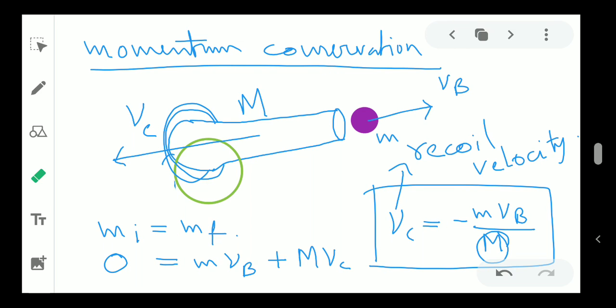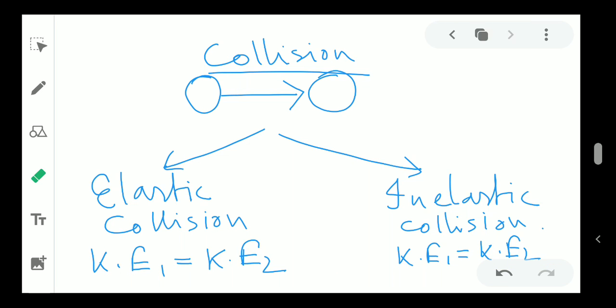And talking about momentum conservation, one more thing: elastic collisions generally are not practical, because we don't have a perfectly rigid body. So rigid means when we cannot deform anything. The things which are not deformable are called rigid.